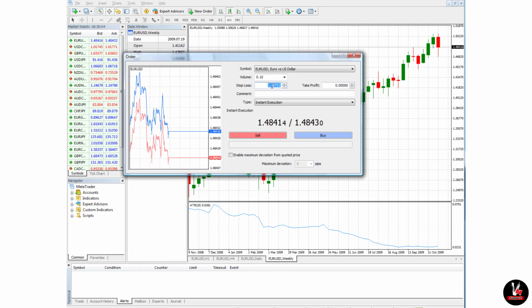Now, here's another way to do that. You can simply type that in, 1.50598. Sorry about that. 1.50648. That's what we're actually after. Okay. Instant execution, comment. And the comment here is first live trade example.